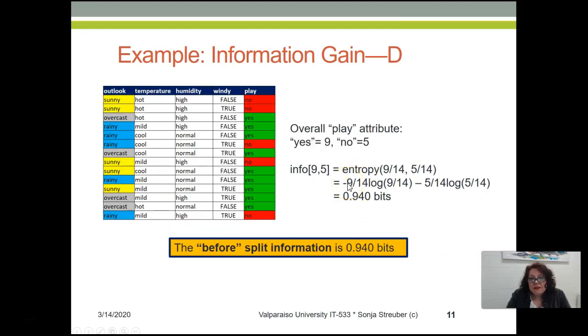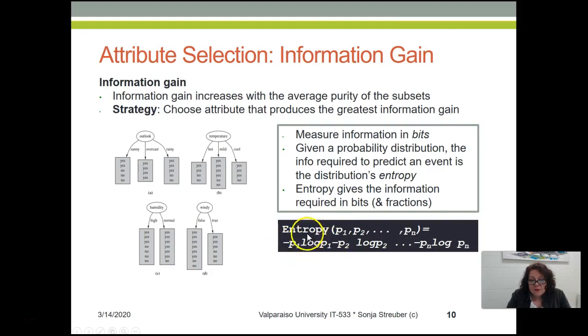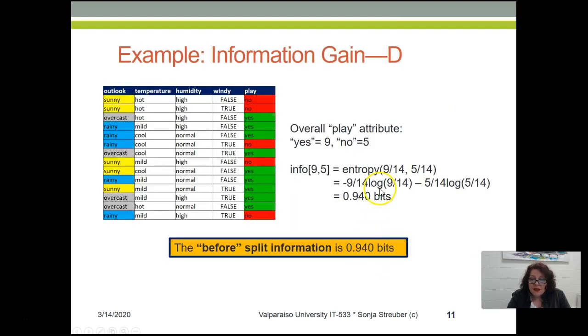We're now going to apply the formula minus P1 times logarithm of P1 minus P2 times logarithm of P2 and so on. And what we're seeing here is minus 9 out of 14 times the logarithm of 9 out of 14 minus 5 out of 14 times the logarithm for 5 out of 14. And that gives us, when we calculate that, an information gain of 0.940 bits. This means without even looking at a tree, we have an information gain of 0.940 bits. That's what's called the before split information.